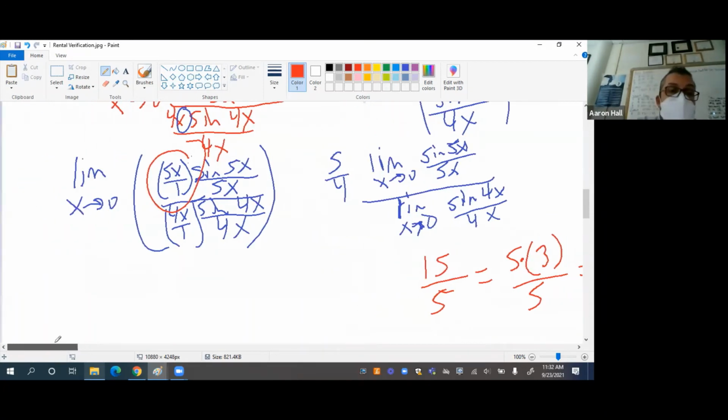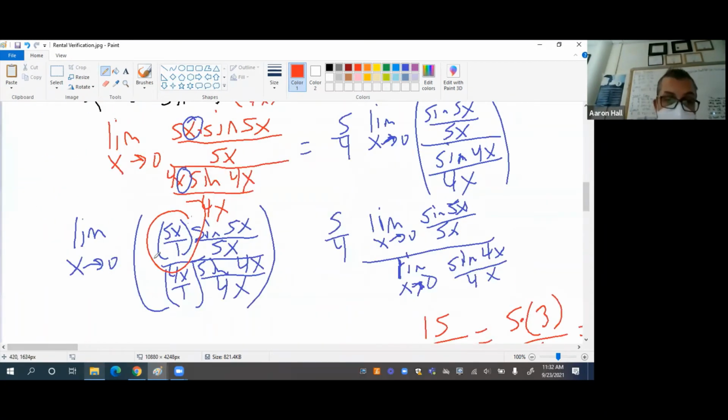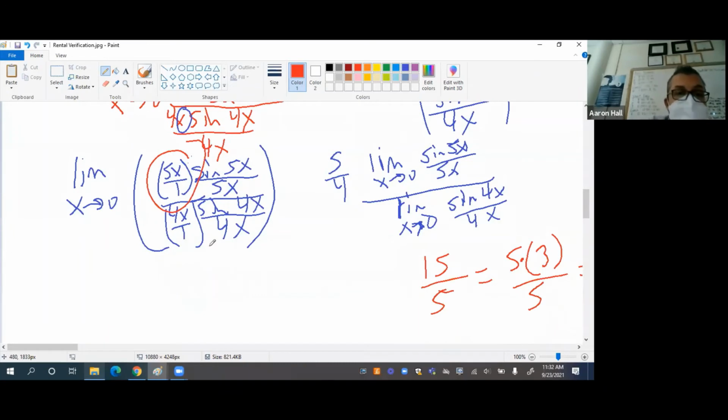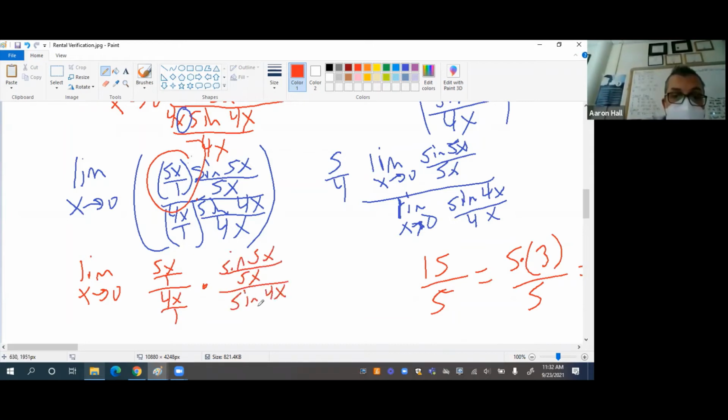Okay, now I'm going to just look at this piece. Could I also write this then? Because all of this is times, I could write the limit as x approaches 0 of 5x over 1 over 4x over 1 times sine of 5x over 5x over sine of 4x over 4x. Is that okay? So let's look, this is all inside of the limit.